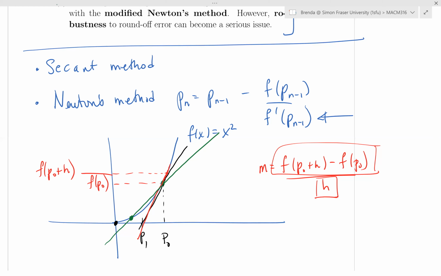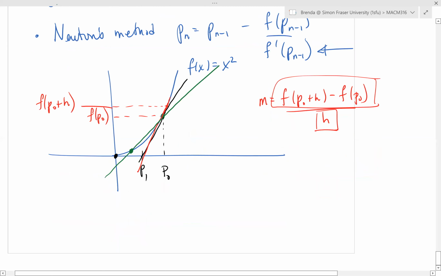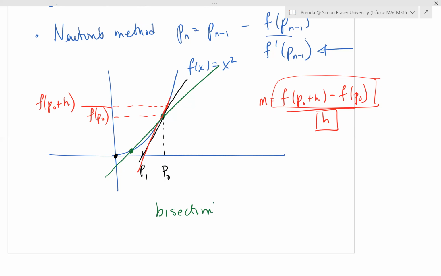But the upside is that you do not have to know the derivative symbolically, and you don't have to make a numeric calculation of the derivative. You only have to make function evaluations. The final statement I'm going to make is that in terms of speed, we get the bisection method, and then we get the secant method, which is going to be better, but not quite as good as Newton's method, because our tangent line is now an approximation.